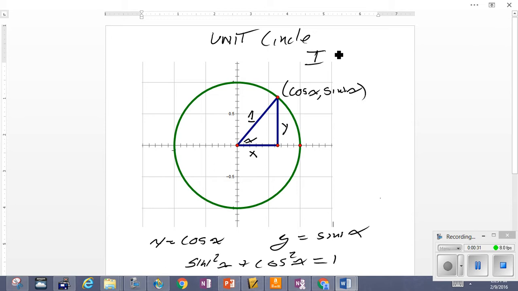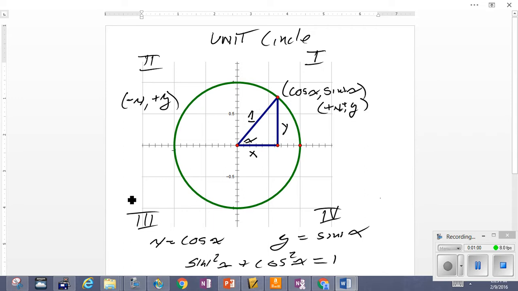We now want to identify what's going on in each of our quadrants, okay? In each of our quadrants. Now, of course, we know in quadrant 1, we have positive x and positive y, okay? Positive x and positive y. In quadrant 2, we know we have a negative x and a positive y, okay? In quadrant 3, we know we have a negative x and a negative y. And in quadrant 4, of course, we know we have positive x and negative y.